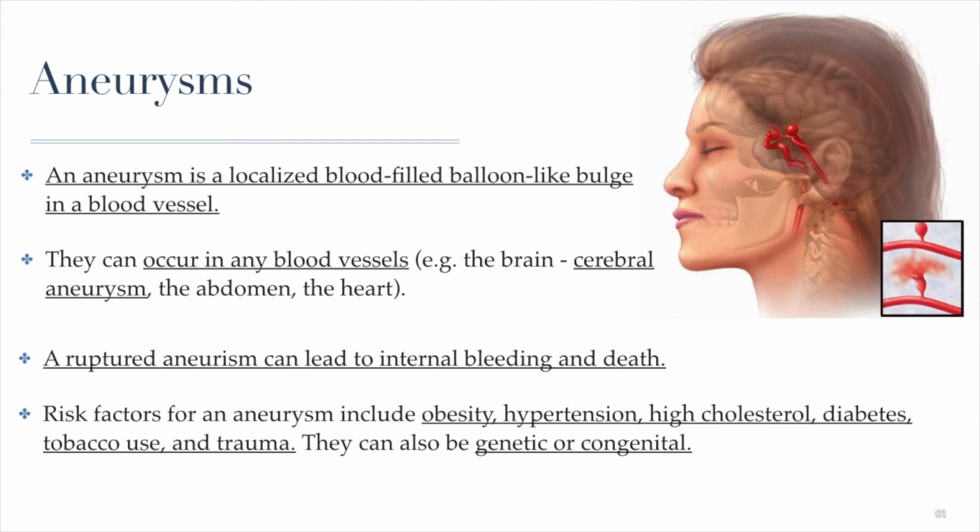And the risk factors of developing an aneurysm can include obesity, hypertension, high cholesterol, diabetes, smoking, but also trauma, like for example, injury can also lead to an aneurysm forming. They can also be something that you are born with, so they can be congenital. Some people are just born with sort of weakened blood vessels that can then form these little aneurysms or balloon-like bulges. And it can also be genetic. So people who have a family history of aneurysms might be able to develop them as well.